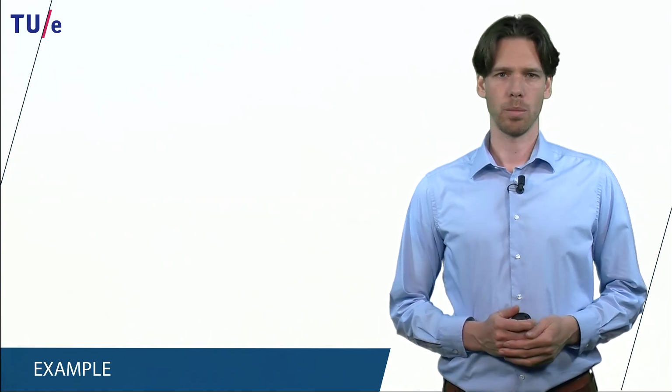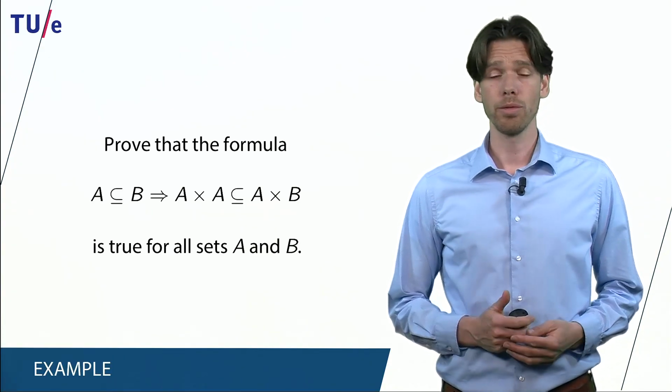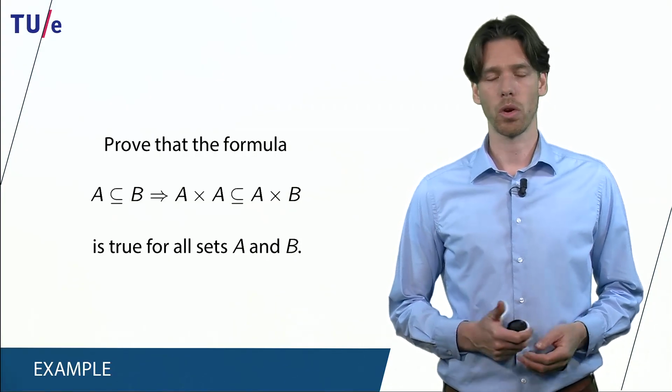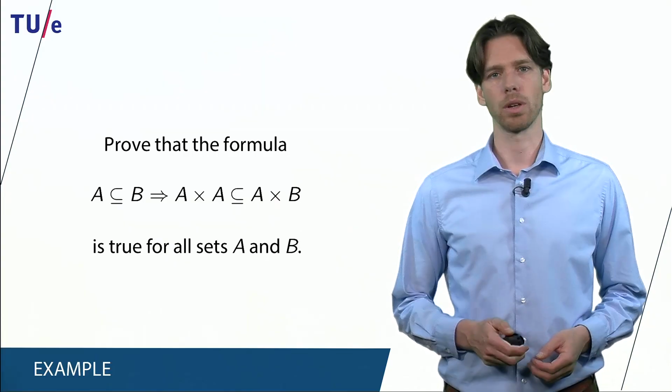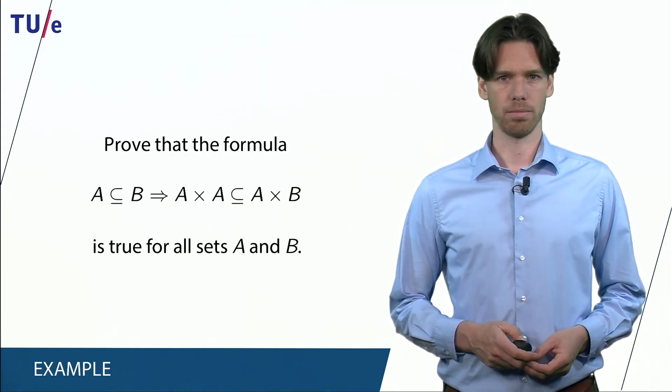Let's work out an example involving the notion of Cartesian product. We shall prove that whenever A is a subset of B, then the Cartesian product of A with itself is a subset of the Cartesian product of A with B for all sets A and B. We shall first construct a derivation and then transform the derivation into a mathematical style proof. The formula is an implication, so we start by applying the implication introduction rule to simplify our goal.